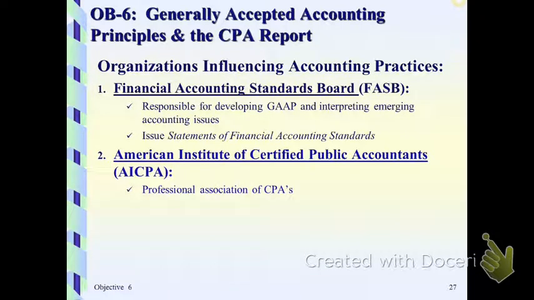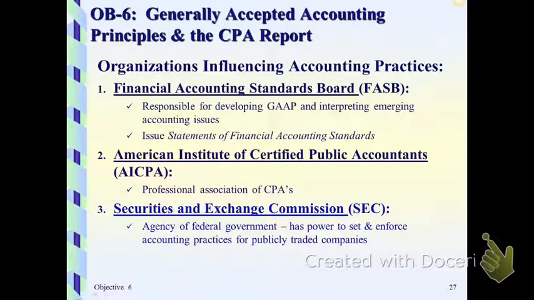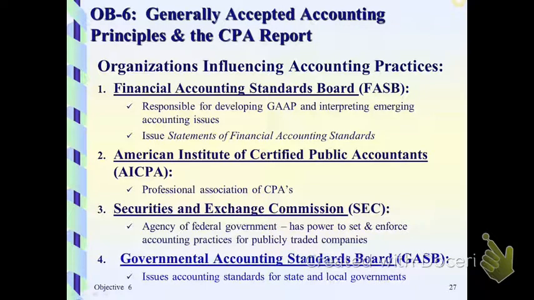The AICPA, or the American Institute of CPAs, this is a professional association for CPAs in the United States. The Securities and Exchange Commission, this is the agency of the federal government that has the power to set and enforce accounting practices for publicly traded companies. And then Governmental Accounting Standards Board. This is the body that issues accounting standards for state and local governments and municipalities.